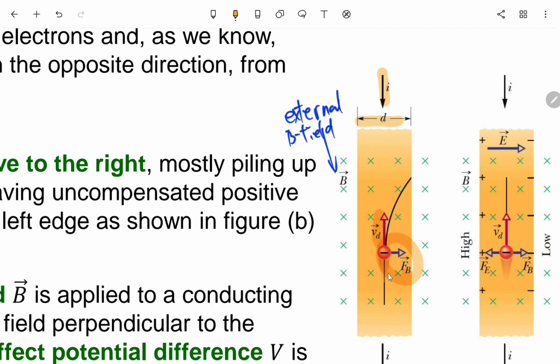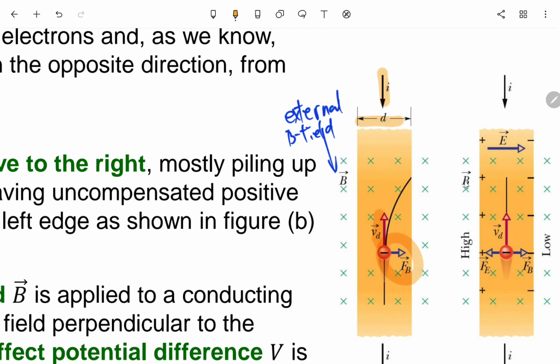Which means that there will be a force acting on the electron in such a way that more and more electrons accumulate on the right side. But the wire should be electrically neutral, so the total charge should be 0. Which means that if there is negative charge accumulating on the right side, there should be some positive charge accumulating on the left side so that the charge can be cancelled out.